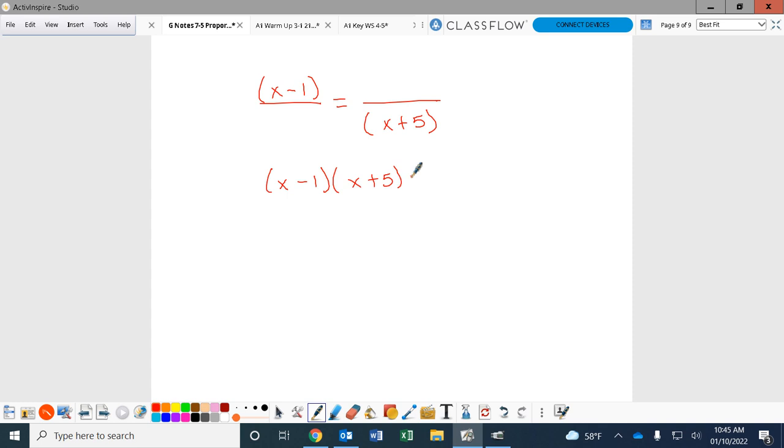FOIL. Nice. Nicely done. FOILing. First, outer, inner, last. This is multiplying binomials. This is going to be x times x, which is going to give us what? X squared. And then x times 5, which is going to give us 5x. Negative 1 times x would be minus x. And then negative 1 times 5 would be minus 5. You would combine like terms, x squared plus 4x minus 5.